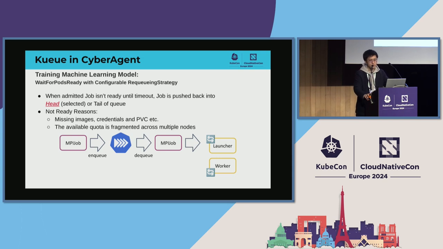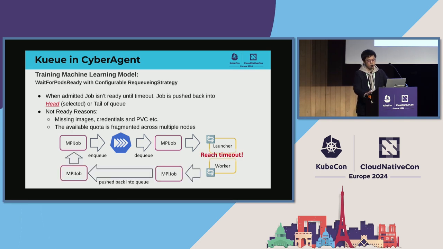Here, we can imagine a situation in which GPU utilization fragments among nodes. For example, there is a situation in which five free GPUs exist in the cluster. However, each node has only one free GPU. In this situation, when we submit a job requiring two GPUs in every pod, the job pods cannot start even though the queue admits the job. The wait for pods ready feature gives us a possibility to resolve such issues. We can also configure the location, head or tail of the queue, where the requested job is put. Once the queued pods cannot get ready until timeout, the job is evicted and pushed back into the head or tail of the queue.